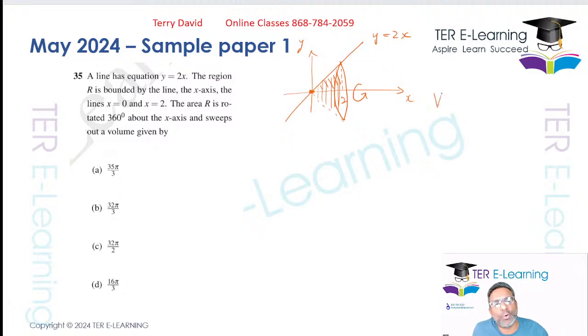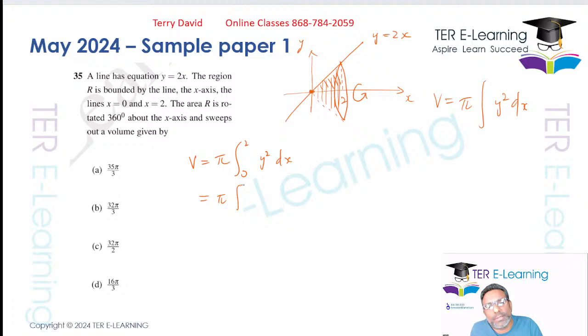If you want to work out volume, volume is given by the formula pi multiplied by the integral of y squared dx. That's how you find volume. So in this case, your volume is going to be pi times the integral between 2 and 0, and you want y squared. So I'm just going to write this here. So this is going to be pi, 2, 0. Now y squared in this case is going to be 4x squared.